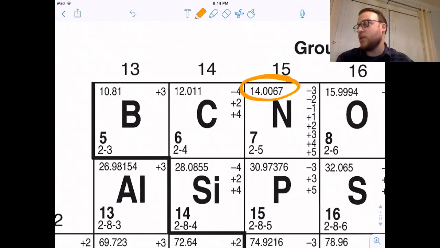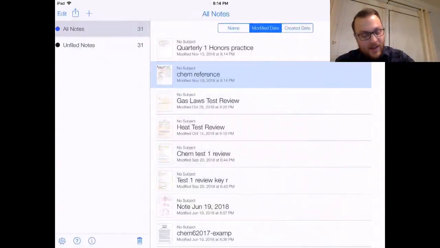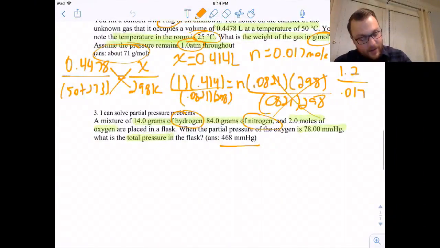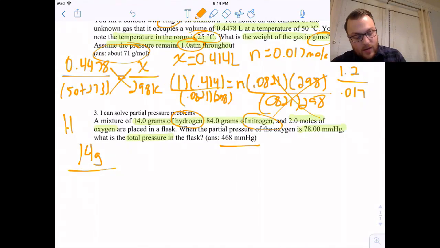Nitrogen weighs about 14, so we're going to use 14 because it pretty much weighs 14. Loosey-goosey. So, headed on back. We know that our given mass of hydrogen is 14 grams. And remember, we're doing H2. So the actual mass of hydrogen is going to be 1 plus 1, which is 2 grams.